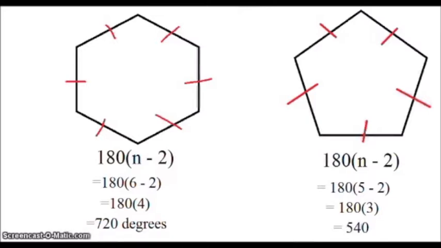Okay, here's a question. What if you know the sum of the interior angles in a polygon, but you don't know how many sides this polygon has? Well, all you have to do is reverse the steps you did to get the sum of interior angles. So now let's put this question into a formula.